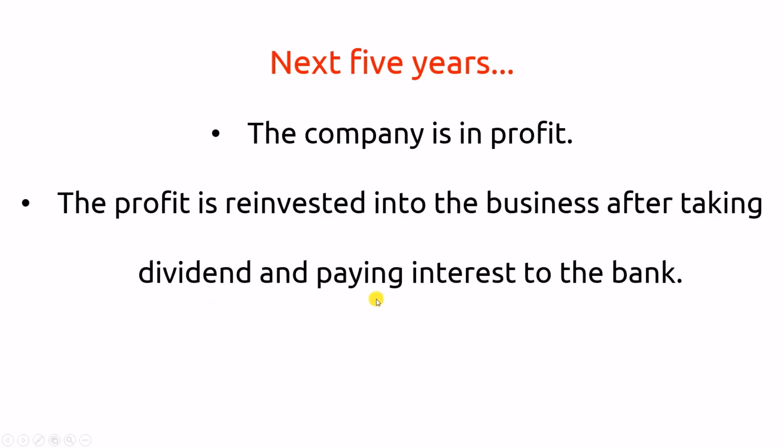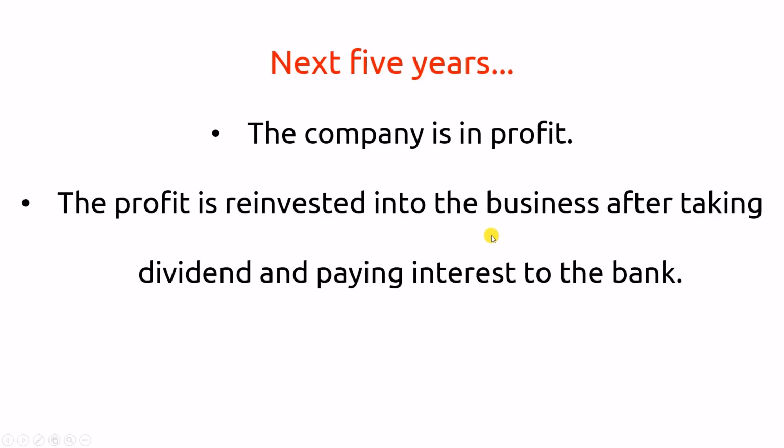Okay? And then they have taken a 2,000 rupees loan from the bank, correct? So they have to pay interest every year. From the profit, they pay the interest and they maintain the loan. They do not want to repay the entire loan for whatever reasons, so they keep on paying the interest. And the remaining money is reinvested into the business.